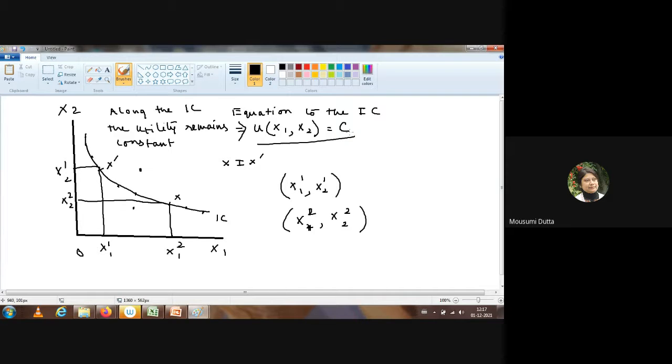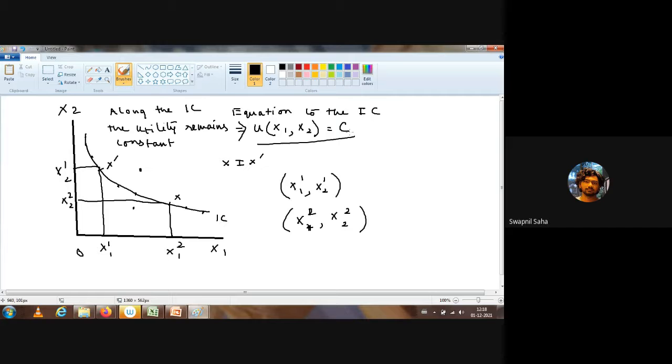So are you getting the point? Are you understanding how mathematically we can present the equation to the indifference curve? Any question? Anyone? Is it clear to all of you? Yes or no? Yes, please.